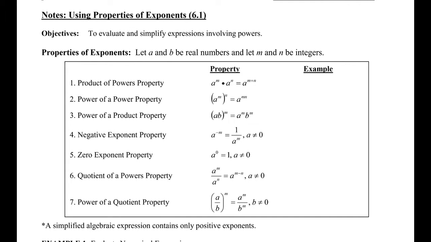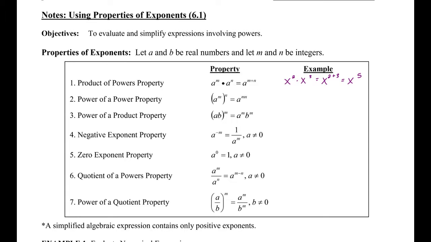Today's notes are on using the properties of exponents. The first property is the product of powers property, which says if you have a base raised to a power times the same base raised to another power, you can simplify it by keeping the base and adding the powers together. Example, this would have been if I had x squared times x cubed. I can simplify this by keeping the base and adding the exponents together, giving me a final answer of x to the fifth power.